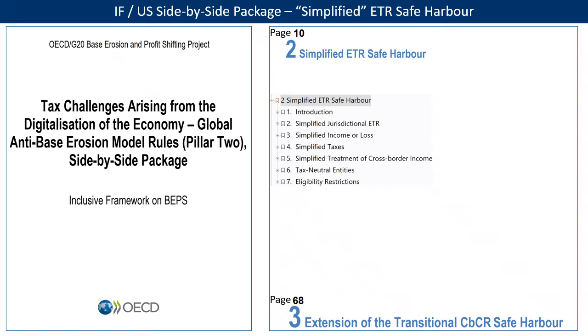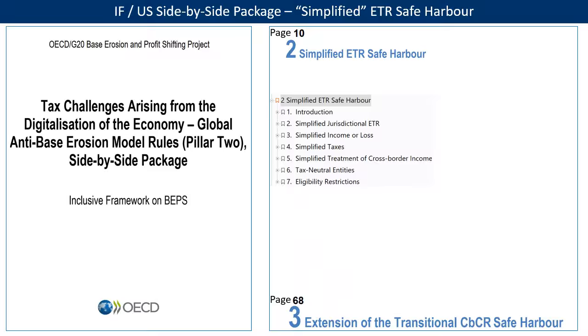And then you have the simplified jurisdictional effective tax rate that they explain. You come to simplified income or loss, and my issue, and you will see it in a moment, is that it is not that you only take one or two posts. You more or less have to go through everything that you normally would go through in your GloBE information return in any case. The same applies for the simplified taxes. Then they come up with a simplified treatment of cross-border income, and a large part of that is a simplified treatment of permanent establishments, and we'll get to that in a later video.